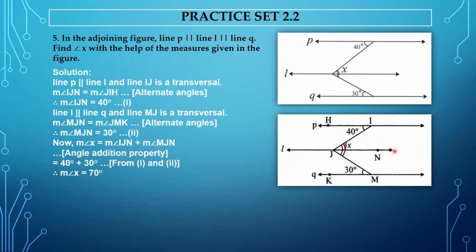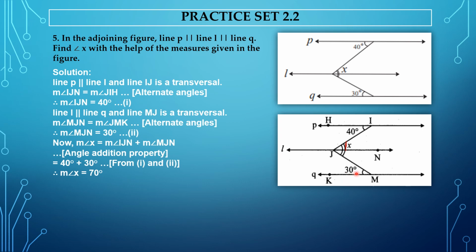Now we'll take this line parallel, that is line L parallel to line Q, and this transversal, that is MJ, is a transversal. Now students, if you see, measurement of angle MJN, this one, is equal to angle JMK, this one. Reason: alternate angles. See, they form alternate angles on opposite sides of the transversal. So it is an alternate angle.